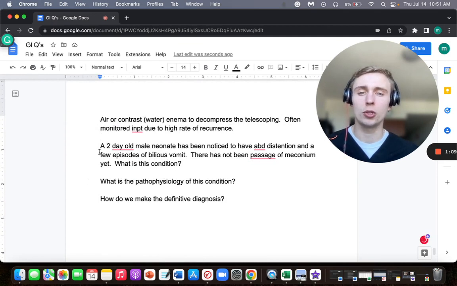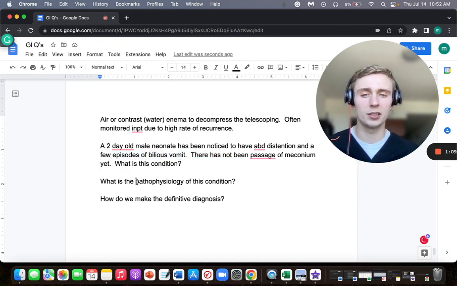Getting towards the end here, a 2-day-old male neonate has been noticed to have abdominal distension and a few episodes of bilious vomiting. There has not been passage of meconium yet. What is this condition? So again, no passage of meconium. He's only 2 days old. Notice abdominal distension and bilious vomit.